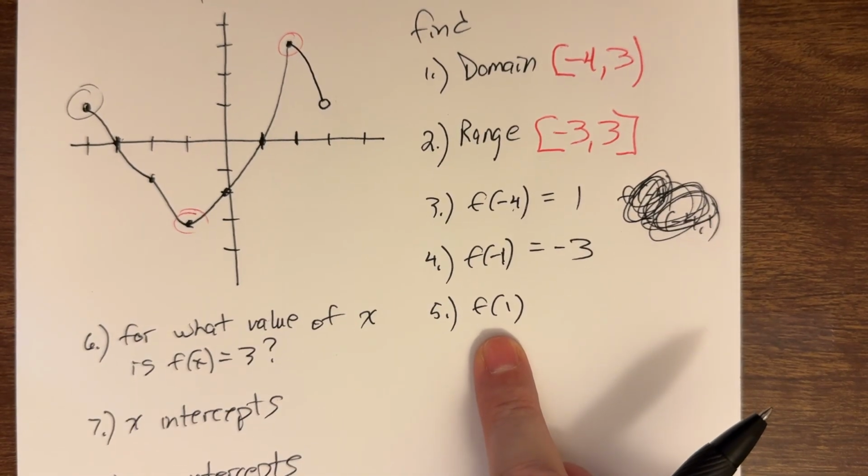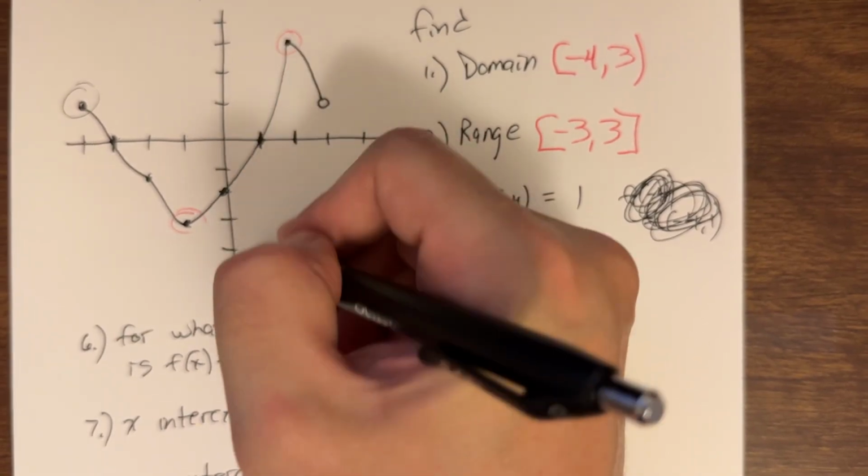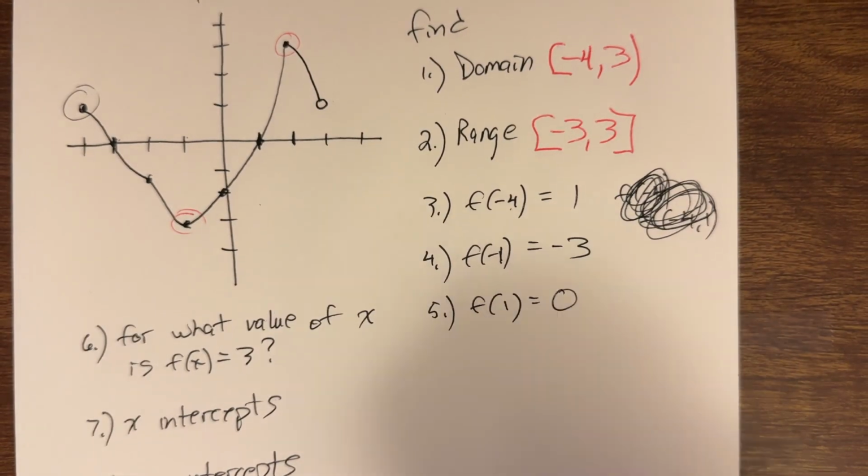How about this one? X is 1, what's the y? Well, there's x is 1, and there's my point. I'm not going up or down, I'm just right there, right on the axis. The y is 0.